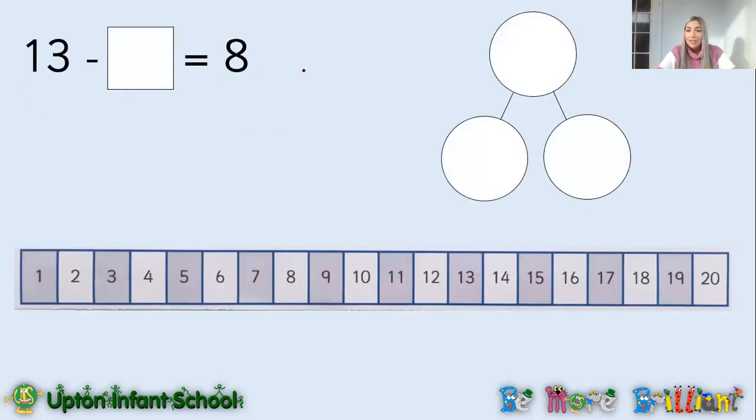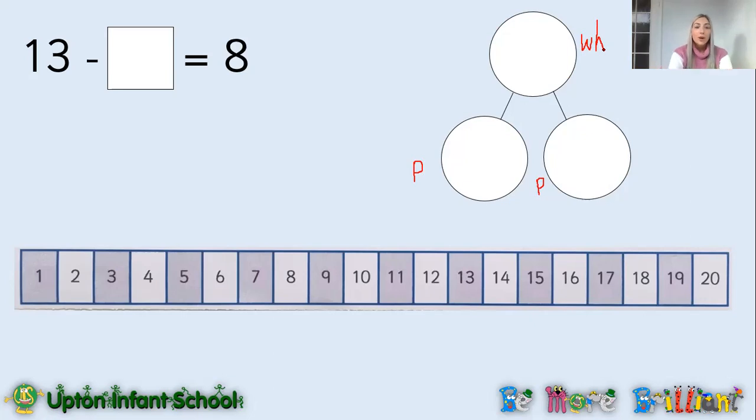Okay, so next one. You can see that there is something a bit different in this picture. We have got a part whole model. Now this here is a part, so I'm going to put a P for part. This part here is a part, and at the top this is our whole. Now I'm going to put a W and a H for whole. Okay, so we are going to do this exactly the same, but at the end we are going to fill out our part whole model.